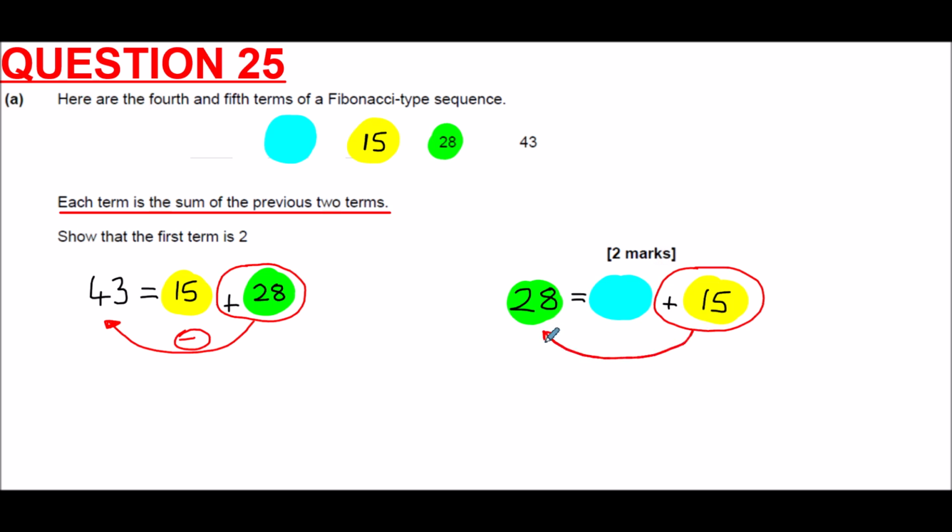In terms of thinking of it as an equation to rearrange, we want to find this blue number on its own without this 15 in the way. So if we swap this 15 to the other side, swap side, swap sign. This 15 is positive, opposite of positive is negative, and 28 minus 15 would be 13.